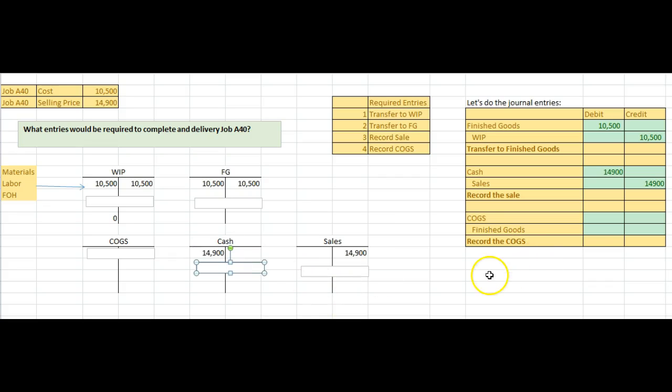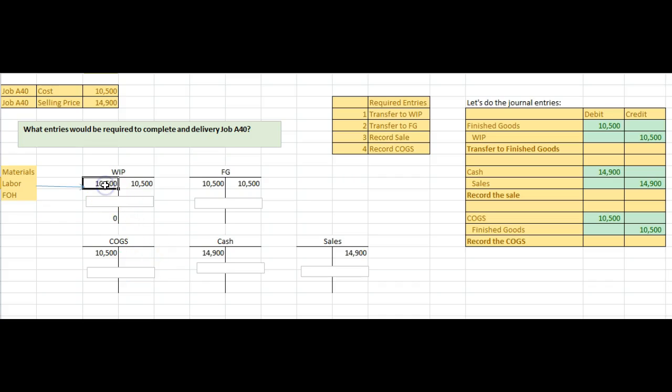Got that. Now we've got one more, right? We've got to record the cost of goods sold. And that cost of goods sold is actually the work in process that was transferred in here. So our cost of goods sold gets hit for 10,500 and our finished goods gets hit for 10,500. And that makes it nice and neat. So to watch the flow of this through the factory or through the T accounts is what I was really wanting to have happen here.